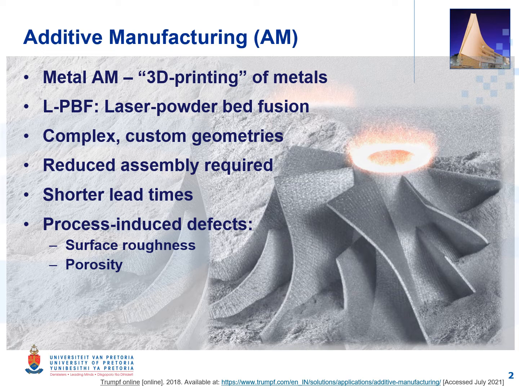A quick look at key points in additive manufacturing for this presentation. For metal AM, we speak about 3D printing of metals, in this case with laser powder bed fusion. It can create custom and complex geometries, reducing how much assembly is required and decreasing lead times. However, there are some process-induced defects, such as surface roughness and porosity.